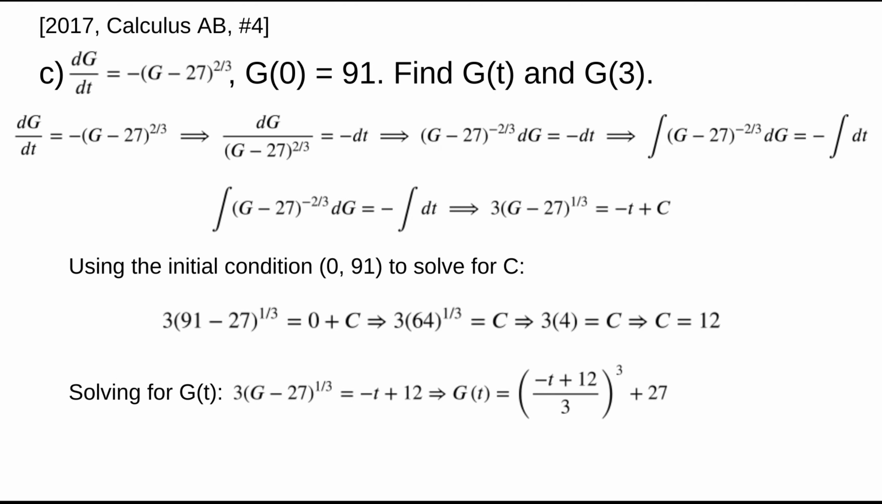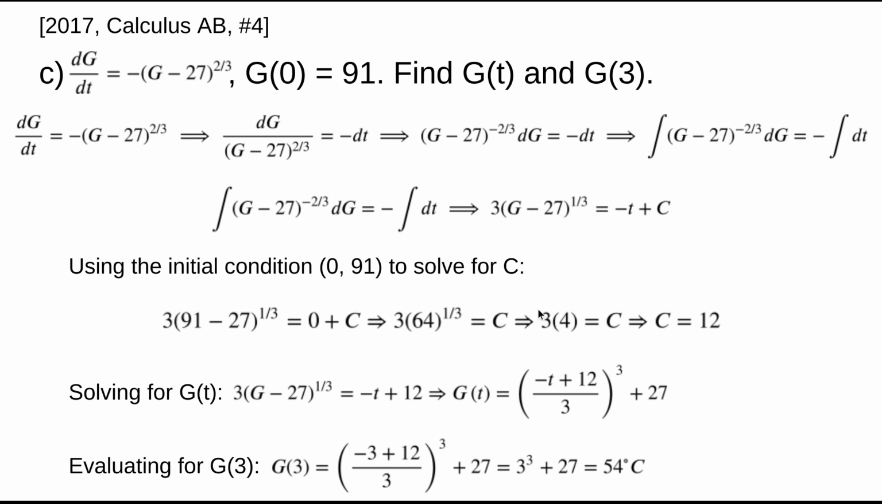So we have 3 times (g minus 27) to the 1/3 equals negative t plus 12. Solving for g here, we would have to divide negative t plus 12 by 3, then cube it, then add 27. So g of t is this function or something equivalent to it. You don't have to have exactly that expression, but you would have to have an expression which is equivalent to this. And then to approximate g of 3, we're just going to plug in 3 for t.